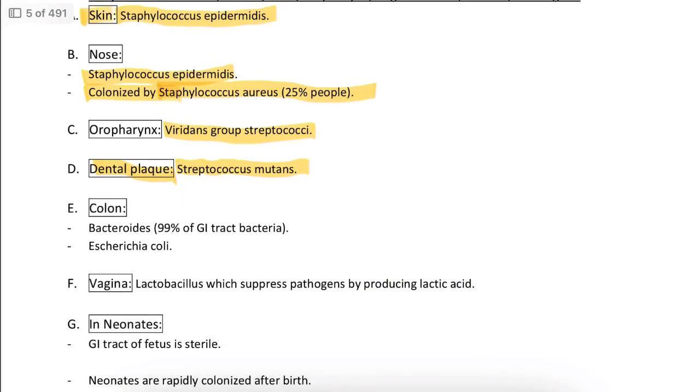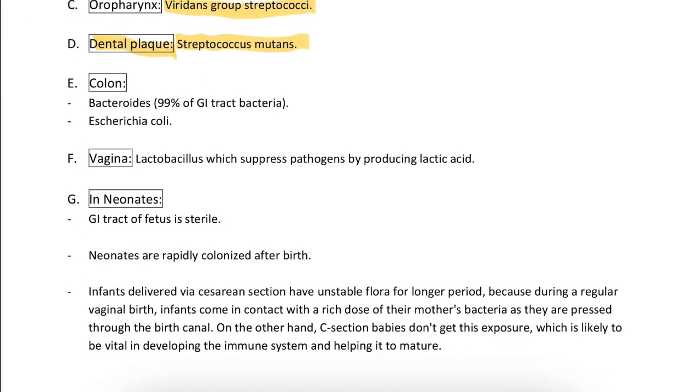Next one, colon. Colon means large intestine. In the large intestine, we can say 99% are anaerobes like Bacteroides, making up 99% of GI tract bacteria, and E. coli is also present and can cause infection if displaced.